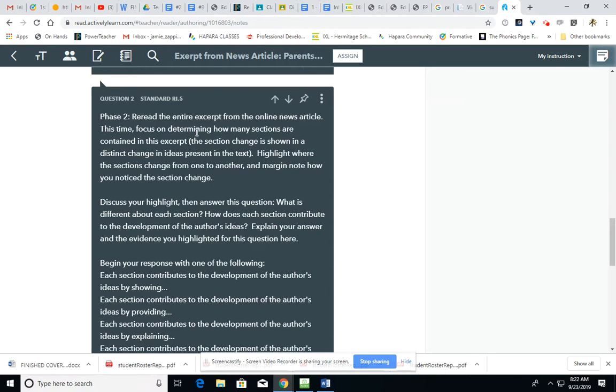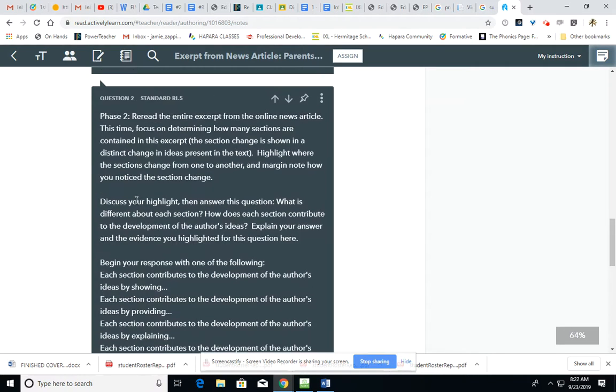This time, I want you to focus on how many sections are actually in the excerpt. I'm calling a section by the change; the section change is shown through distinct changes in the ideas present within this particular text. So try to find a spot where the ideas distinctly change in the text. And I want you to highlight where you think that section changes from one type of idea to another type of idea within this section that we're reading. There's a distinct shift in thought process between the two parts I have given you. I want you to margin note how you notice that change in ideas when you read over it.